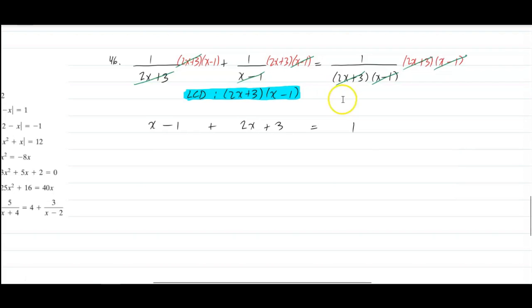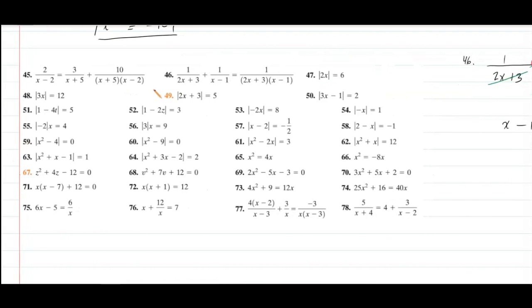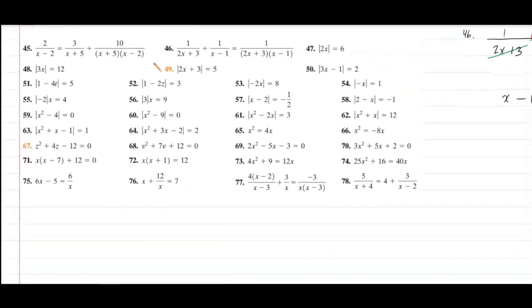So what initially looked like a really crazy looking problem is so much easier now. x plus 2x is 3x, and 3 minus 1 is 2, and that's equal to 1. So 3x is equal to 1 minus 2, which is negative 1, and x is equal to negative 1/3. All right. Next one, number 48.